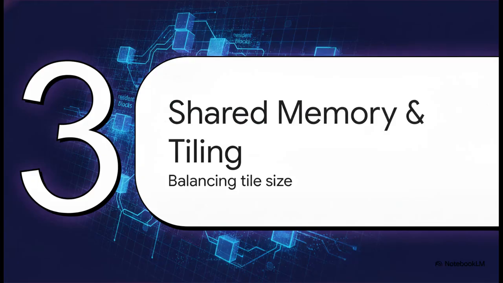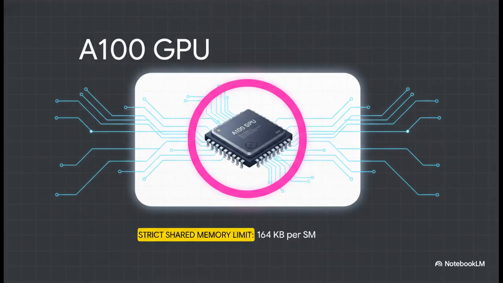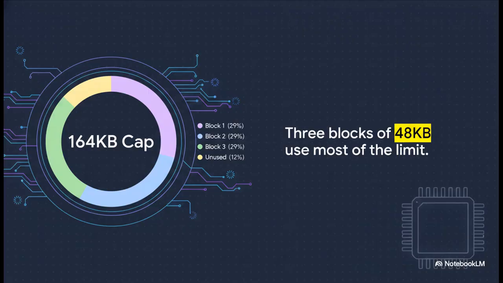Section 3. Shared memory and tiling. Balancing tile size with resident blocks. Okay, so registers aren't the only workspace threads need. They also rely heavily on shared memory, which dictates how much communal workspace is available for the active blocks on the SM. To set up our next little mathematical realization, let's focus on the modern A100 GPU architecture, which features a hard limit of 164 kilobytes of shared memory per SM. Imagine your kernel uses a block size of 256 threads, and each block needs 48 kilobytes of shared memory for its data.